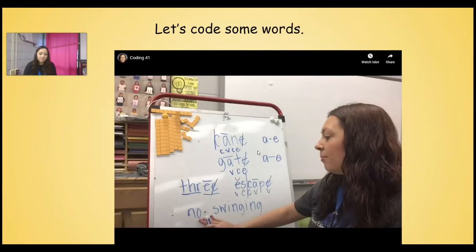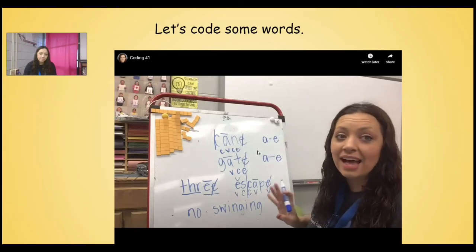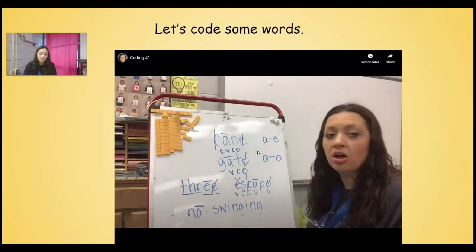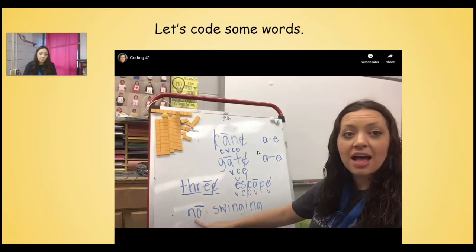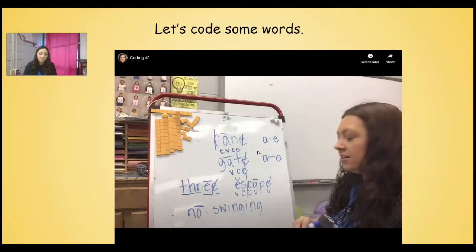All right, this first word, you guys just know this word, but we're going to go ahead and code it. My vowel is O. It's at the end, and it doesn't have anything behind it, so I know it's going to be open, so it's going to be long. So now I have N-O. No, very good.